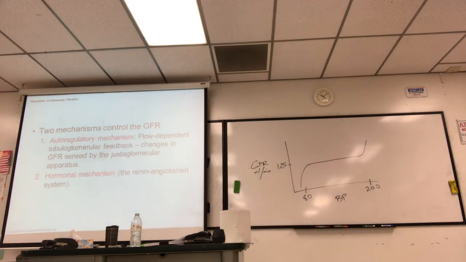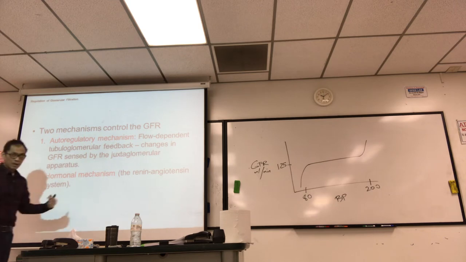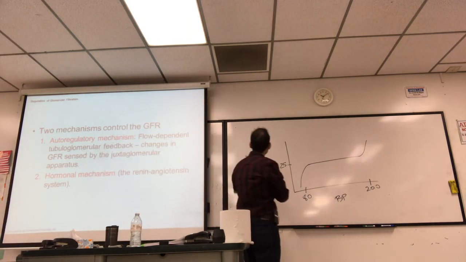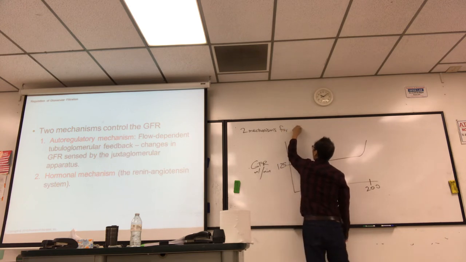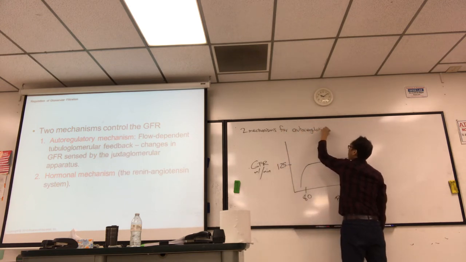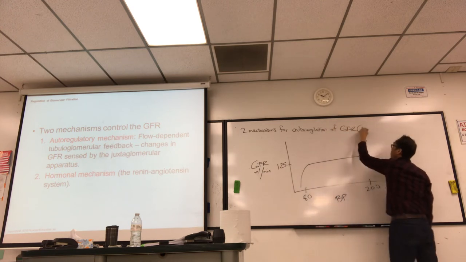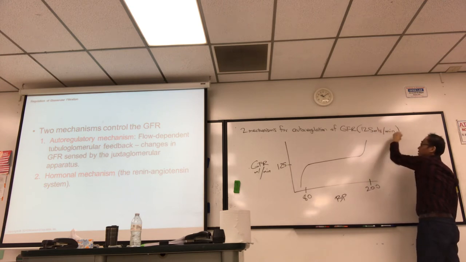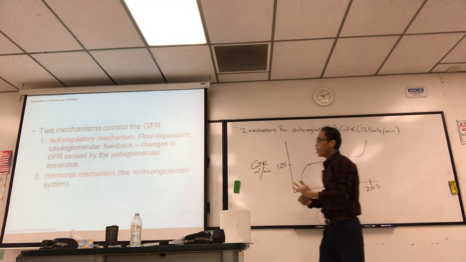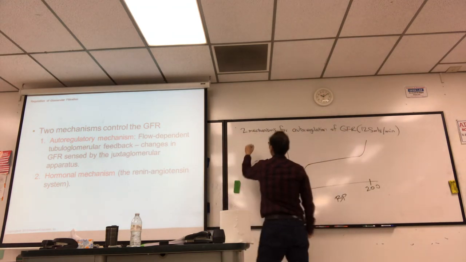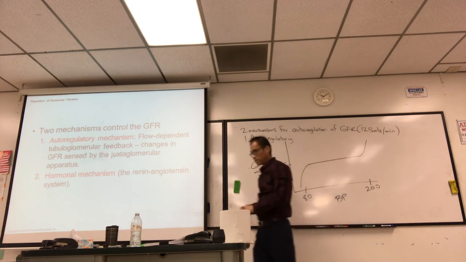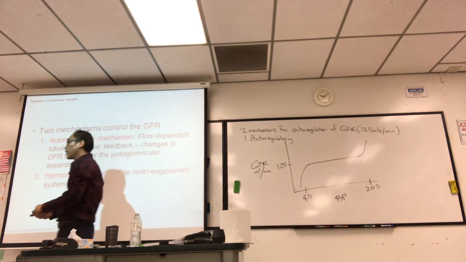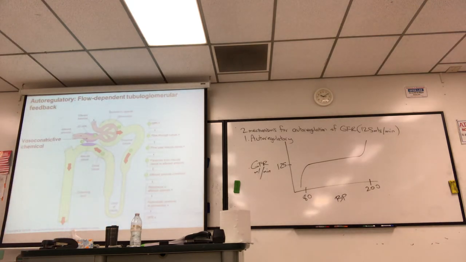And there's a couple of mechanisms. One I haven't talked about before. This is the automatic mechanism. I'll talk about it next. So there are two mechanisms for autoregulation of GFR to keep that constant 125 mils a minute. The automatic one, let's talk about it first. It's called a long fancy name: flow-dependent tubulo-glomerular feedback.